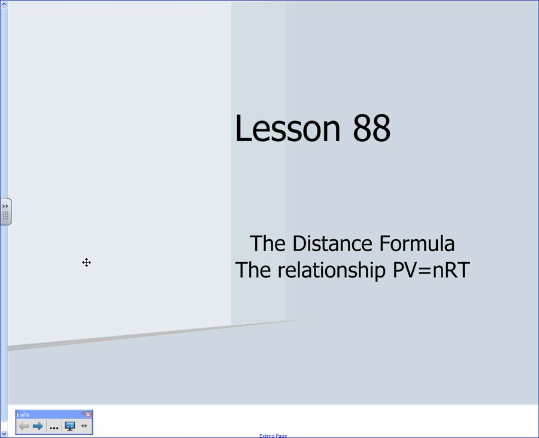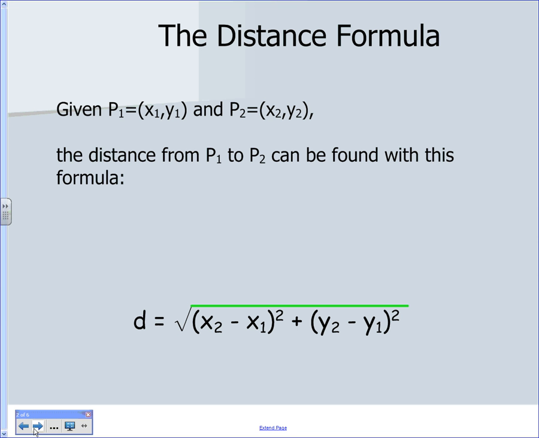No, that's lesson 92. All right. So given 2 points, x1, y1, and x2, y2, the distance from one point to the other can be found using that formula.